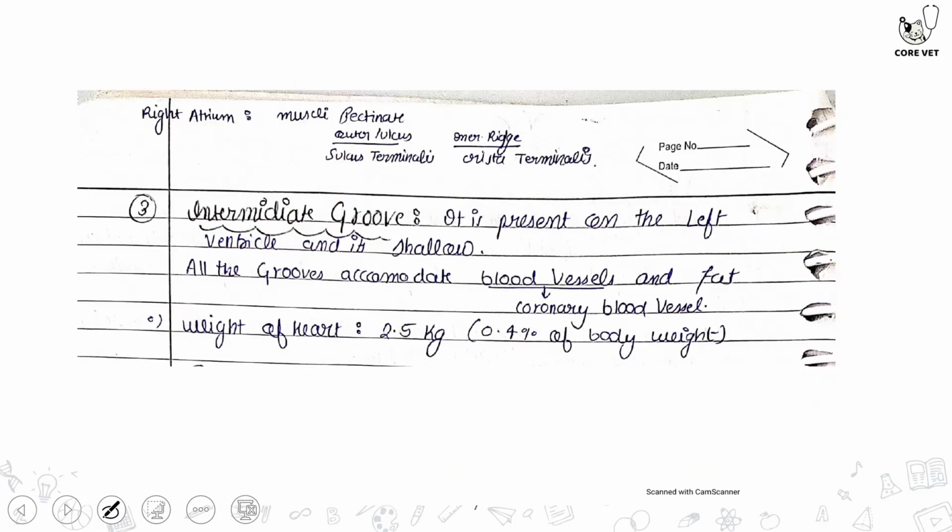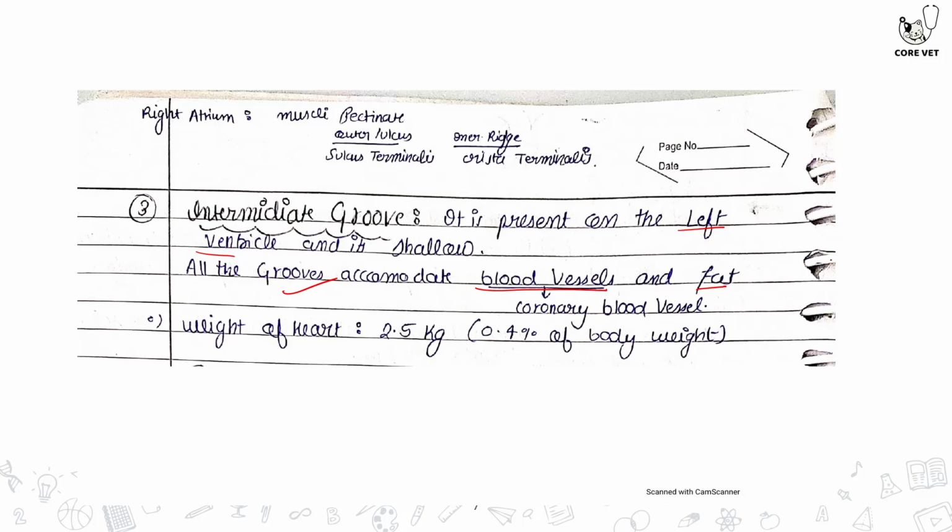Now coming on to the next point, the intermediate groove. What's specific about the intermediate groove is that it is only present in the left ventricle, and it is shallow. All the grooves accommodate the blood vessels that I have previously mentioned, and fat. So there is also an accommodation of fat in all these grooves that we discussed earlier.